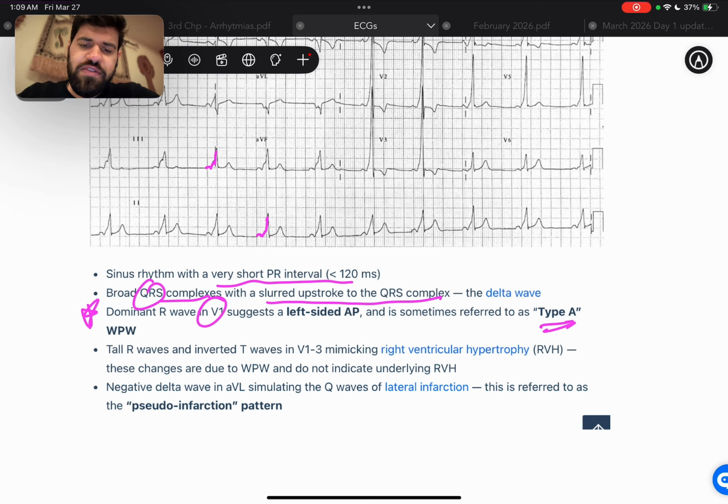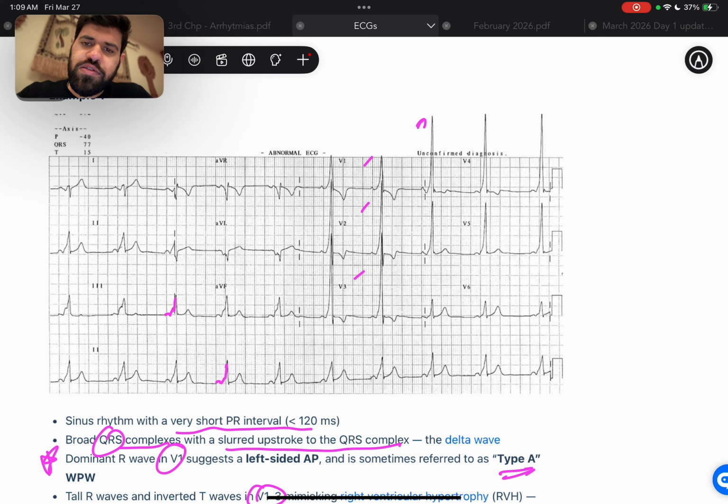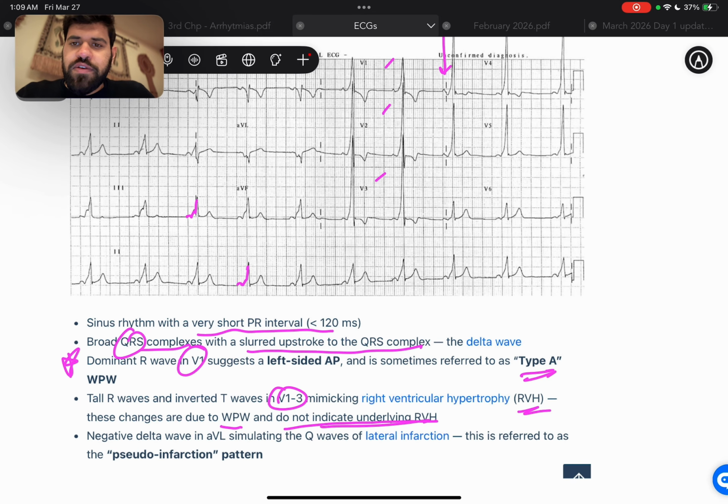So, tall R waves and inverted T waves in V1 to V3, mimicking right ventricular hypertrophy. Then these changes are due to WPW and do not indicate underlying right ventricular hypertrophy. We can see those here, V1 and V3. You can see how large these depolarizations are. It will be difficult to deduce if the patient has actual cardiac hypertrophy, or is it just WPW.